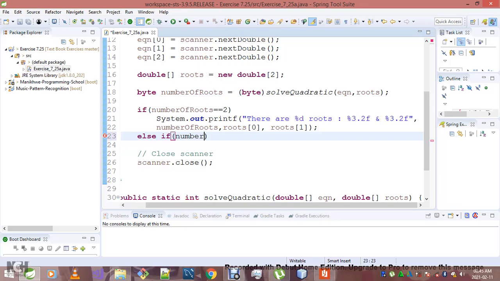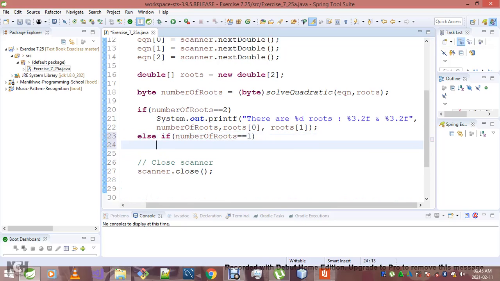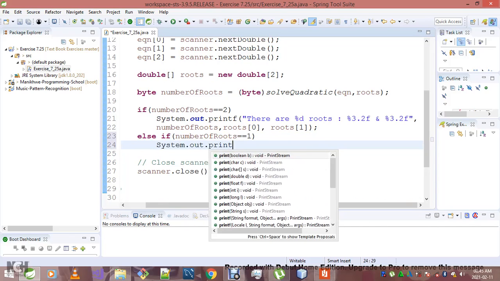Okay, so now if number of roots is equal to 1, system.out.printf again.